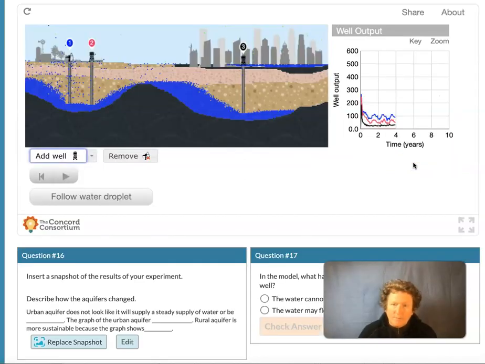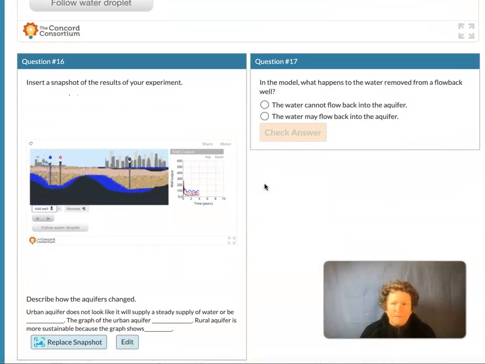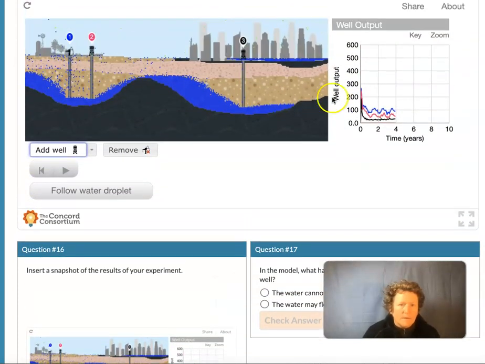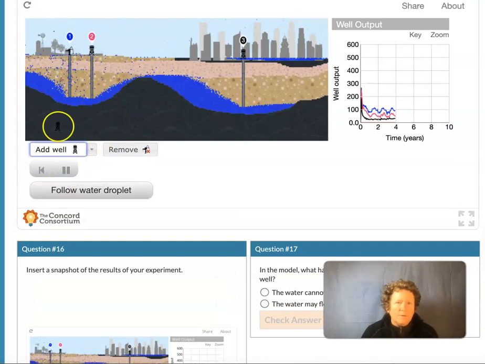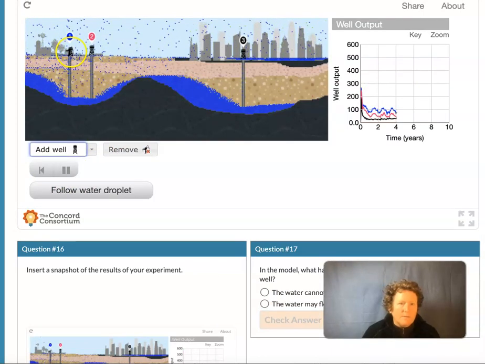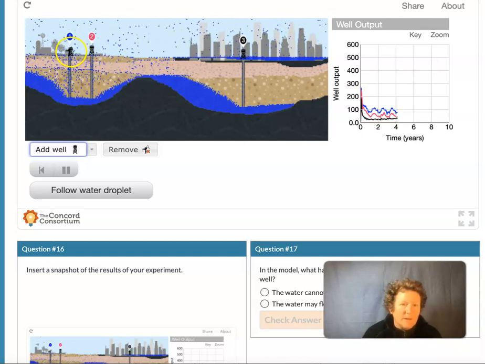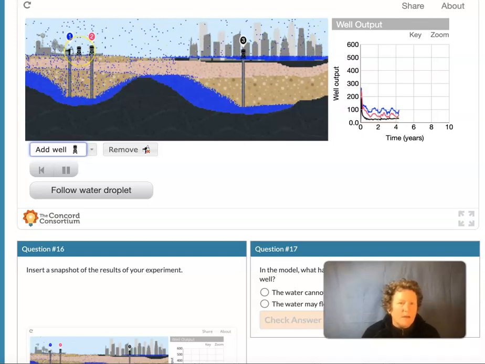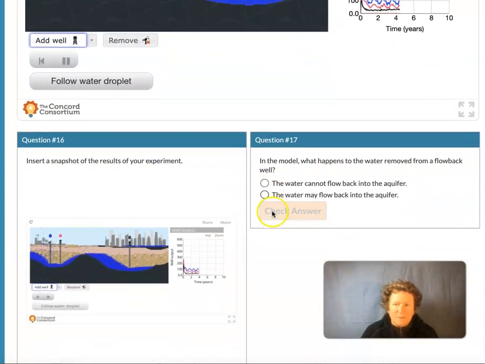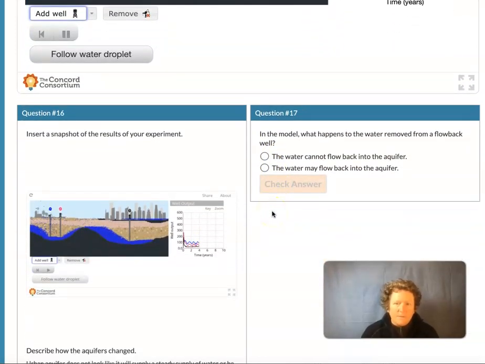You need to fill out the blanks, of course. In the model, what happens to the water removed from a flowback well? So let's run this a little bit. Number one's a flowback well, and we can see kind of water spurting out from the flowback well, and it just goes back onto the soil around the aquifer. That's what happens when you use a flowback well for irrigation, or use it for a private residence out in the country that has a septic system. That water eventually gets returned to the aquifer.